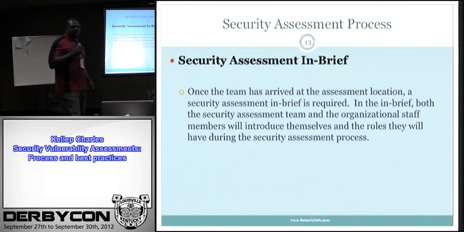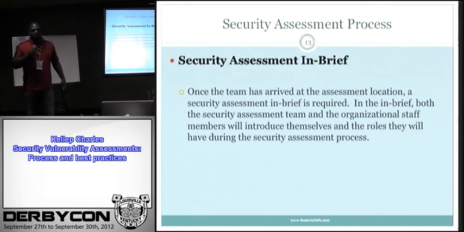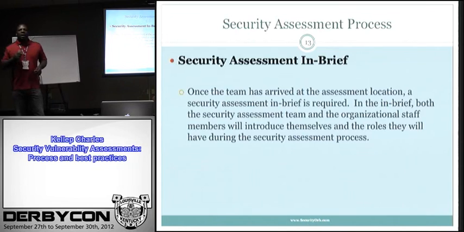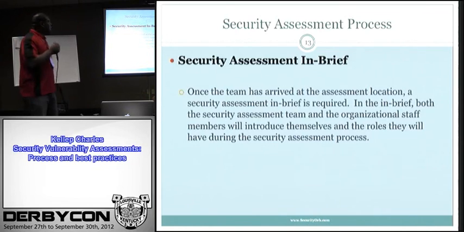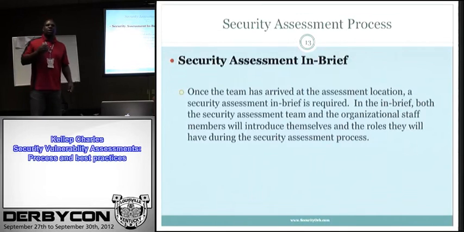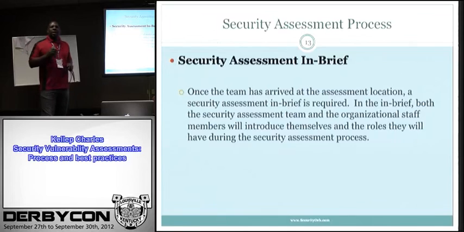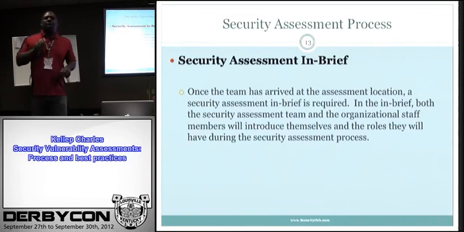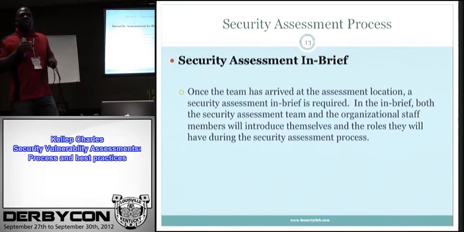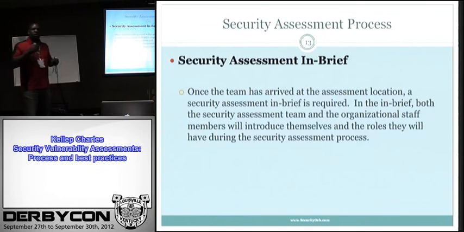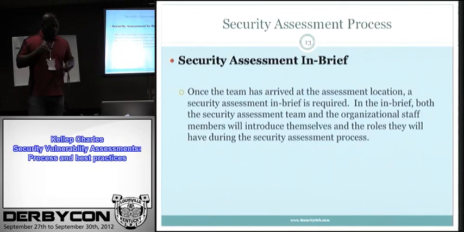From there, you have the security assessment in-brief. This is where you meet the security group that you're about to assess. It may be local, or it may be something you have to travel to. Once you get there, you meet with all the managers and all the people of interest. You sit down with the network administrators and the management, and you give a blueprint of what's going to happen for the day, or for the time that you're there, such as scans being conducted on this particular day, a walkthrough of the processing facility, and interview questions on this particular day. This is where the schedule and everything is put into place.